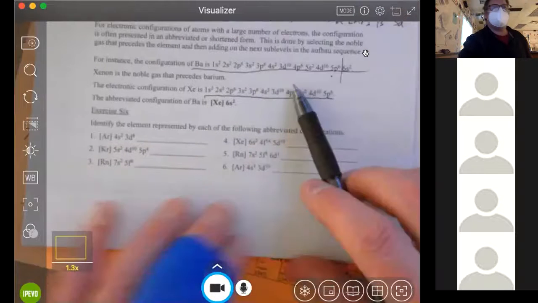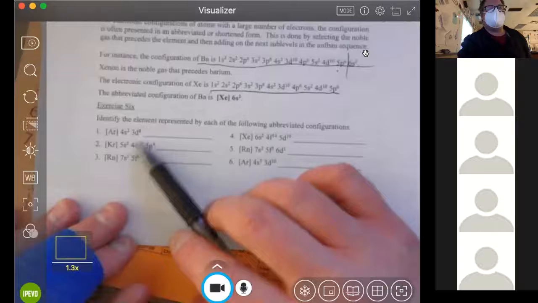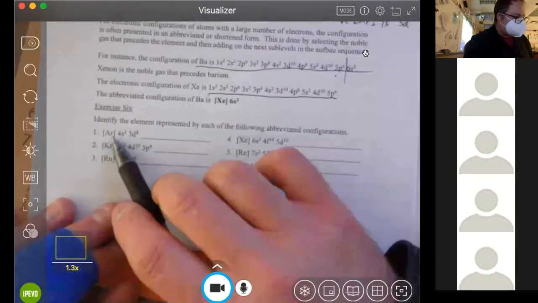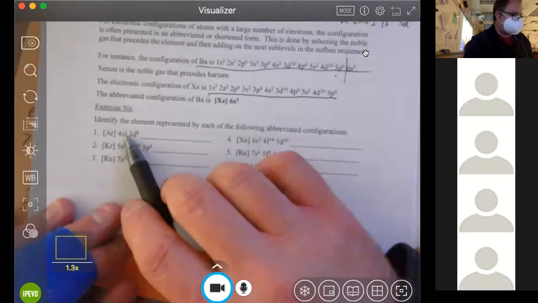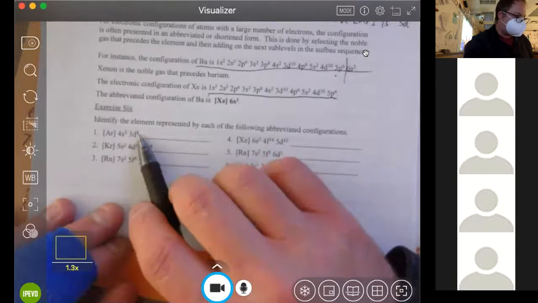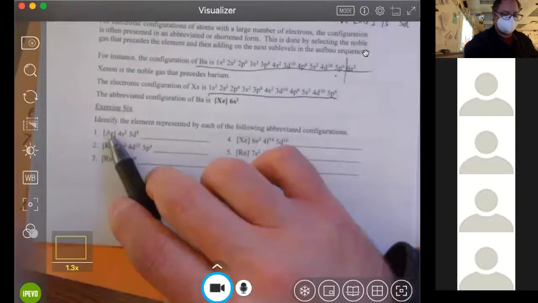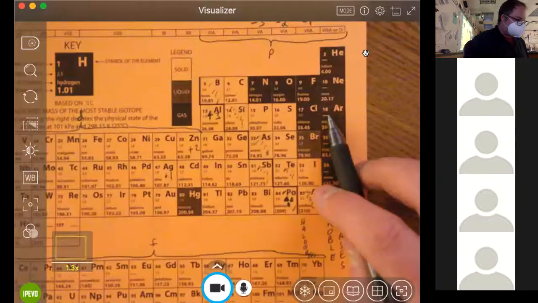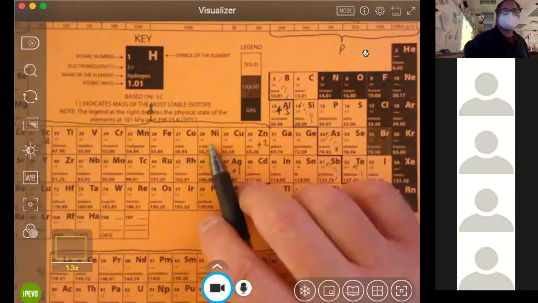The other way is to look at the noble gas configuration and figure out what element they're talking about. For this, you add the superscripts. 2 plus 8 is 10, plus however many electrons argon has. So argon has 18. 18 plus 10 is 28. So that is nickel.